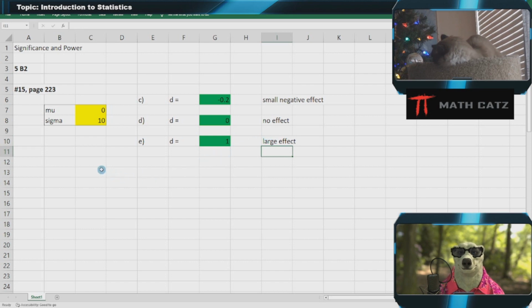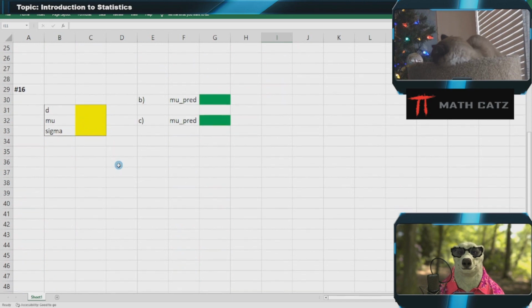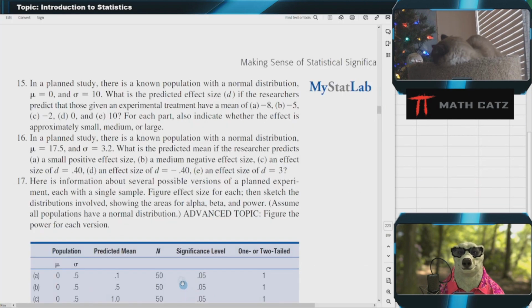All right, so a little practice question there on effect size. Then we'll move on to number 16 in that same chapter. Let's look at number 16 where we will do B and C.